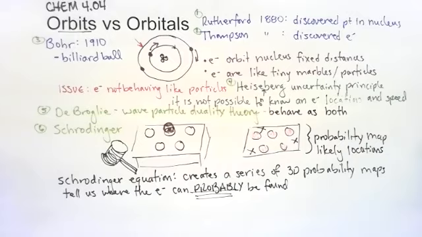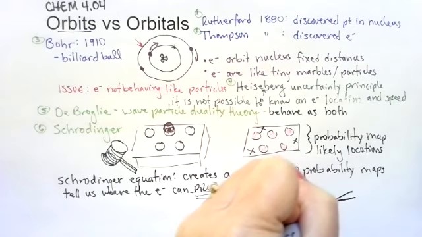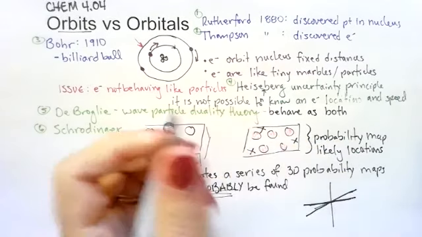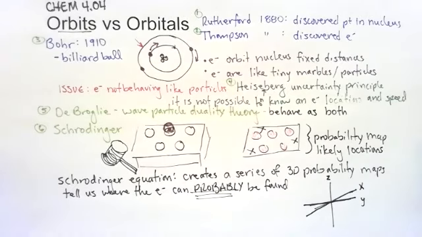So we have a series of probability maps, about 22, 23 different shapes. But the first one is the probability map for the one electron in hydrogen, and I'm going to be drawing 3D axes a lot. So to draw a 3D axis, you want to draw a really narrow X like this. And you want to draw one down centrally. So this becomes your X, this becomes your Y, and when we go 3D, we call that the Z. So that's a 3D axis.